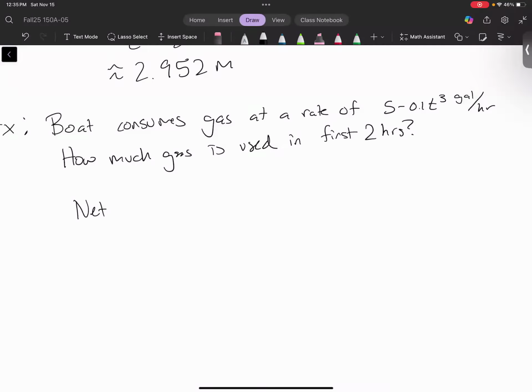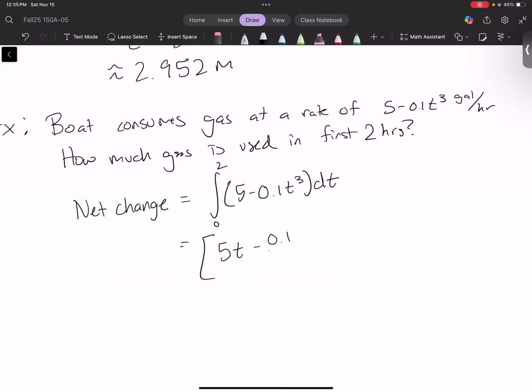So net change, that's going to equal the integral from 0 to 2, because we're talking about the first 2 hours, of my rate. So my rate is 5 minus 0.1 t cubed. Okay, so then we can do this. What's the antiderivative of 5? It's 5t. And then minus 0.1 over 4, because we add 1 to the exponent and divide.